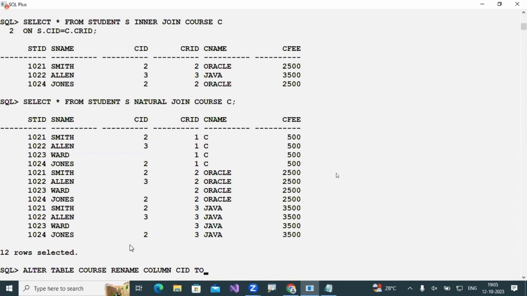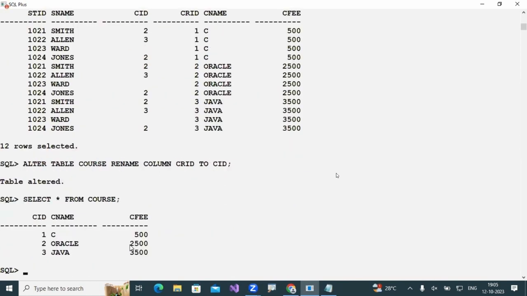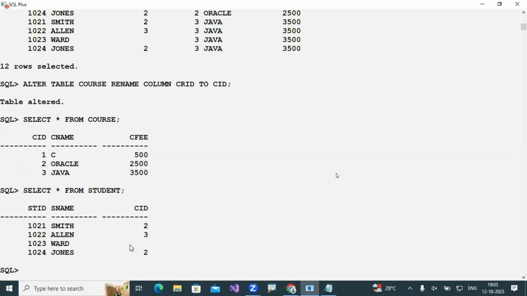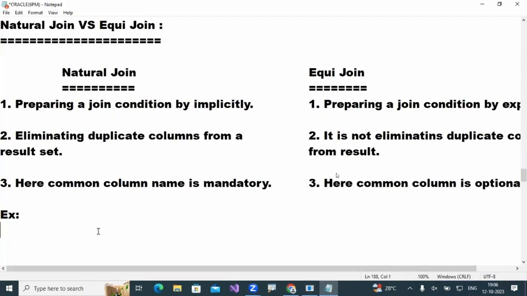Again, I'm changing my column name, CRID to CID. Then come back to your tables. Change the student table, same. Now you can go for natural join. Now I'm running the natural join, when the common column name is there. So it's working. These are the main points between equi and natural. Write them down below.